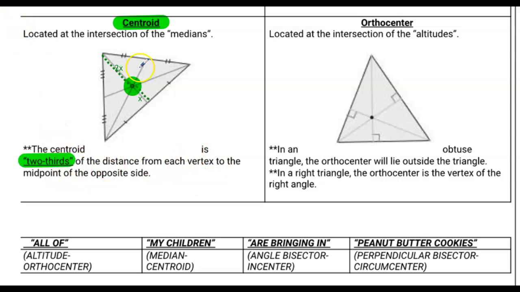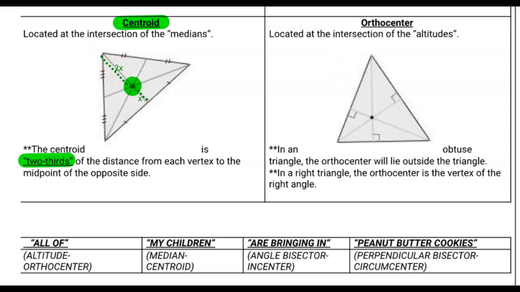What does that mean? In other words, if you were to take a look at the measurements of length of this piece of the median and this piece of the median, the parts that are split up by the centroid, this part would be twice as big as this part. So in a brief example, if the distance from the centroid to the opposite side was 5, the distance from the centroid to the vertex would be 10. It would be twice as big.